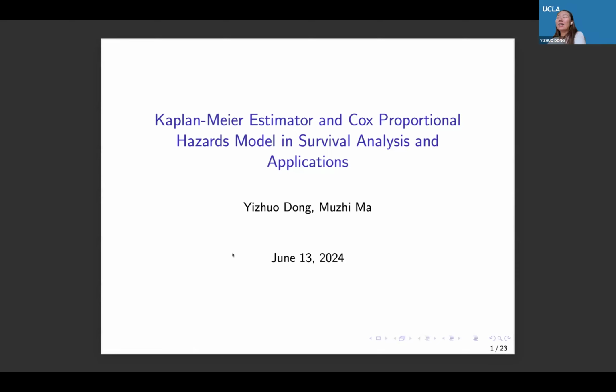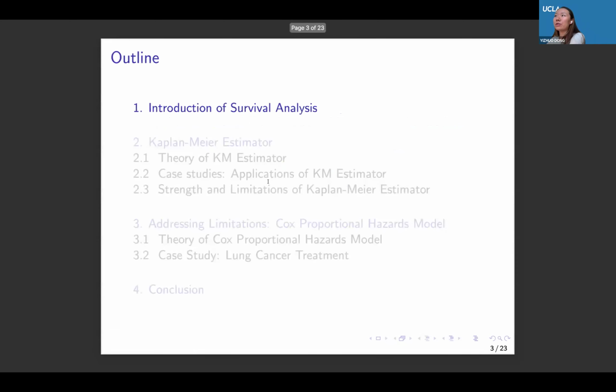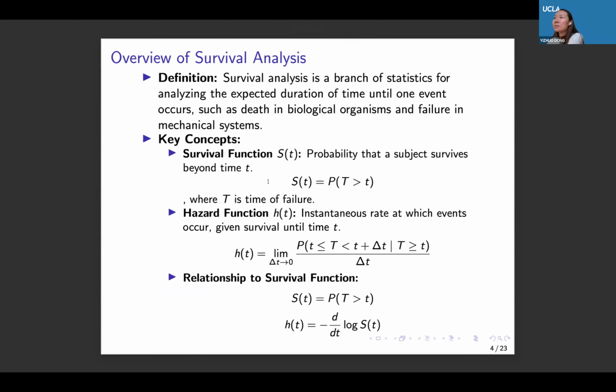Hi everybody. We are going to talk about two methodologies in survival analysis and their applications. So first, an overview of survival analysis. It is basically analyzing the expected duration of time until a particular event occurs. Such an event can be death or a failure in mechanical systems. And the central concept of survival analysis is the survival function S(t), the probability that a subject survives beyond time t.